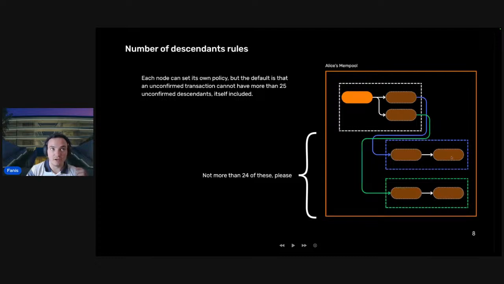children, but you can have grandchildren as well. For example, if you spend from the output that is created by the blue transaction, then you would have a grandchild of the first transaction and so on. And all those children count as descendants of this first transaction, so you cannot have more than 24 of these. Of course, it's a mempool policy, so it's on a per node basis. 25 is Bitcoin Core's default, but you can have anything you want. Of course, we recommend following Bitcoin Core defaults, unless you have some very specific use case for having more descendants.